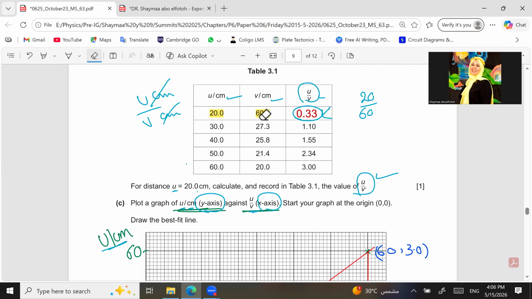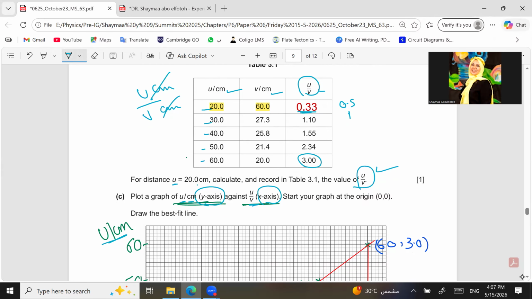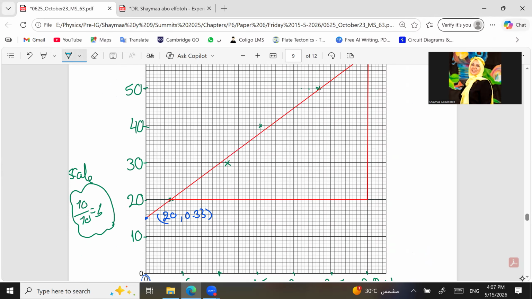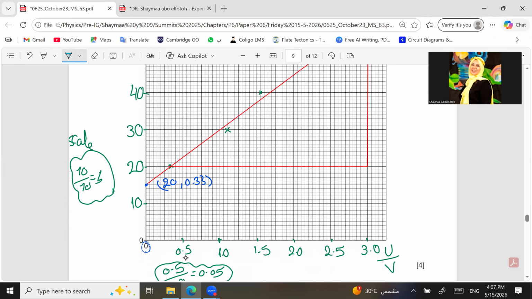By the way, as you see, if I'm talking about U, we have a pattern: 20, 30, 40, 50, 60. So I'm going to start with 10, 20, 30, 40, 50, and 60. What about U over V? We have 0.3, which is the least number, and 3, which is the biggest number. So I'm going to start with 0.5 and then 1, 1.5, reaching 3. Let's see the scale. We have 0, 10, 20, 30, 40, 50, 60. On the x-axis, I have 0.5, 1, 1.5, 2, 2.5, 3.